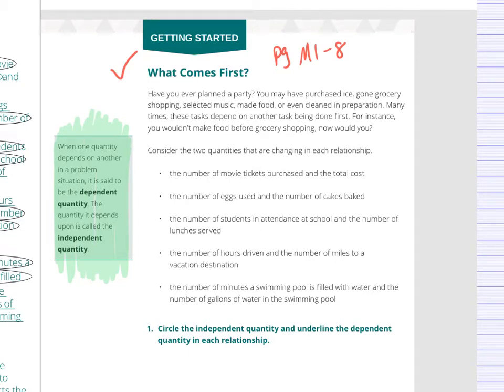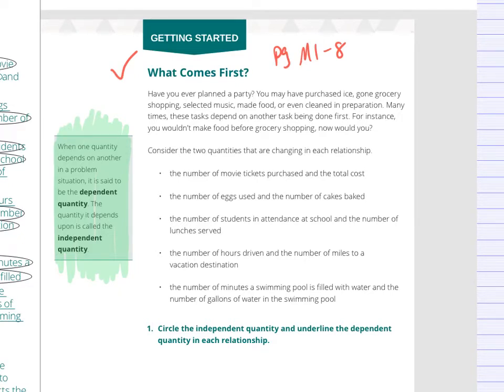Now it says consider the 2 quantities that are being changed in each relationship, and they give us 5 examples here. At the bottom it says we want to circle the independent quantity and underline the dependent. And I have highlighted over on the left, when one quantity depends on another in a problem situation, it is said to be the dependent. Obviously it depends on the other one, it is the dependent.